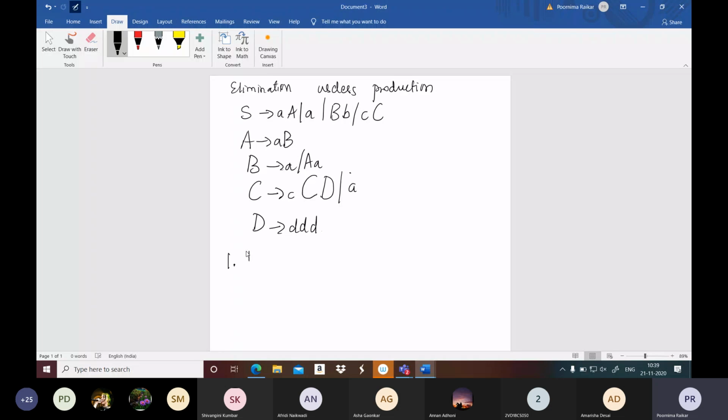So the first rule is to identify the variables which generate or tend to terminal strings. First we'll see this S → A rule. A can be substituted with AB, then B can be substituted with a. That means from S → A I'll get all terminals. So I can take this.